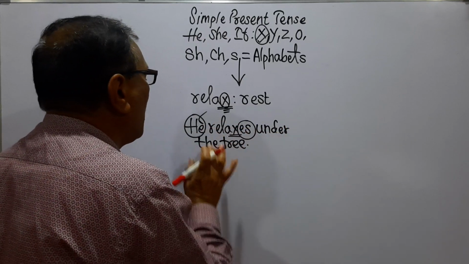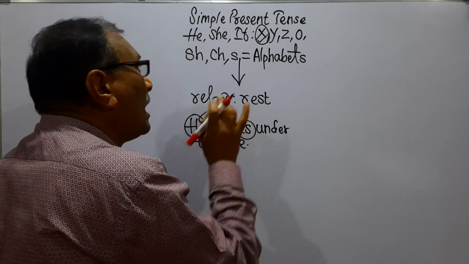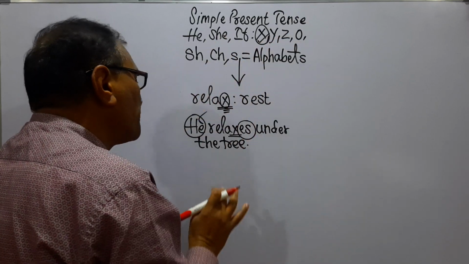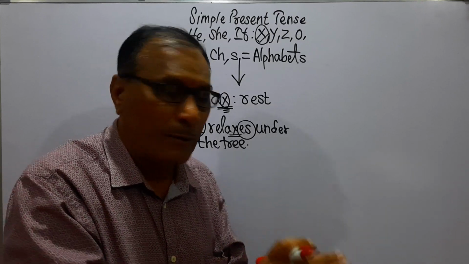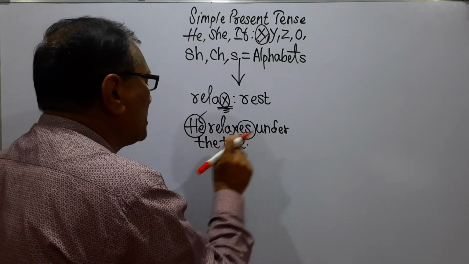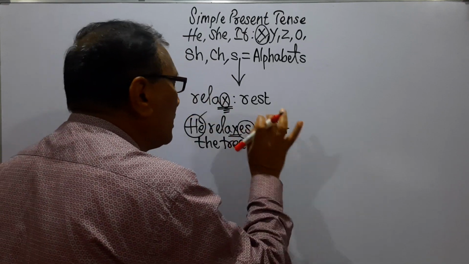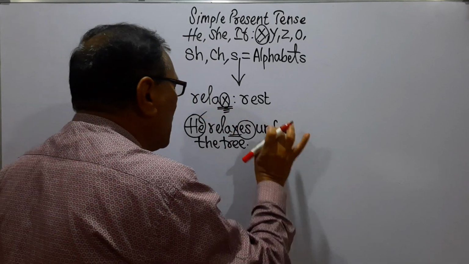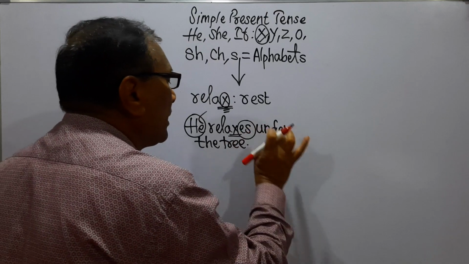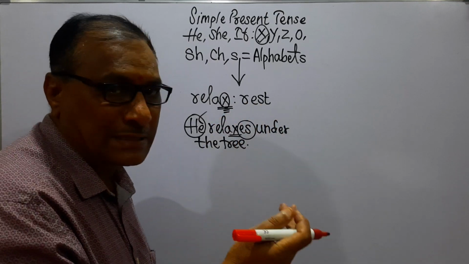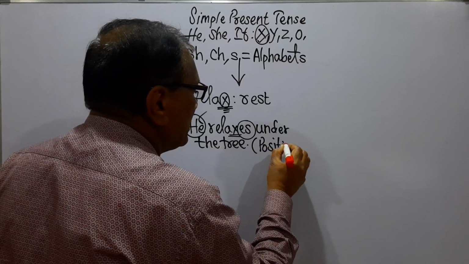It means that when the subject is he, she, it, and at the end of the verb there is X, Y, Z, O, S, C, H, then we use the ES suffix. That is the important thing I am telling you. So remember: he relaxes under the tree. She relaxes under the tree. It relaxes under the tree. William Shakespeare relaxes under the tree. Mohan relaxes under the tree. Hema relaxes under the tree. In this way, we can make the sentence. Now, remember, this is the positive sentence.